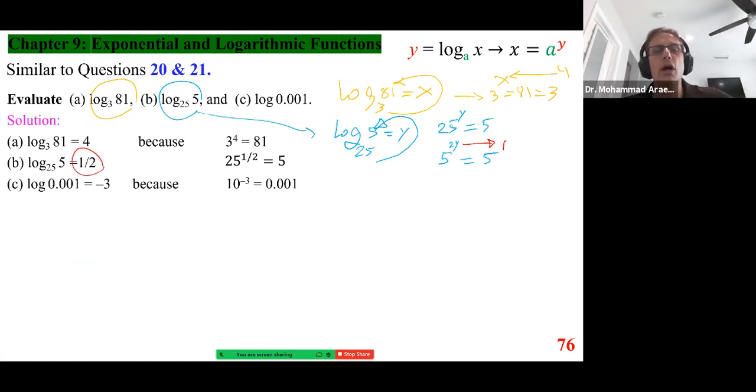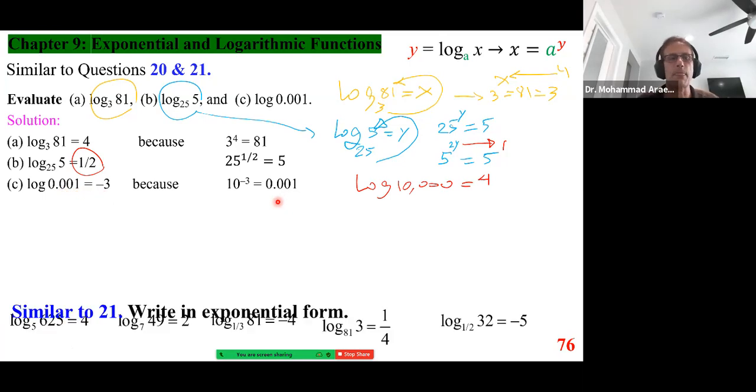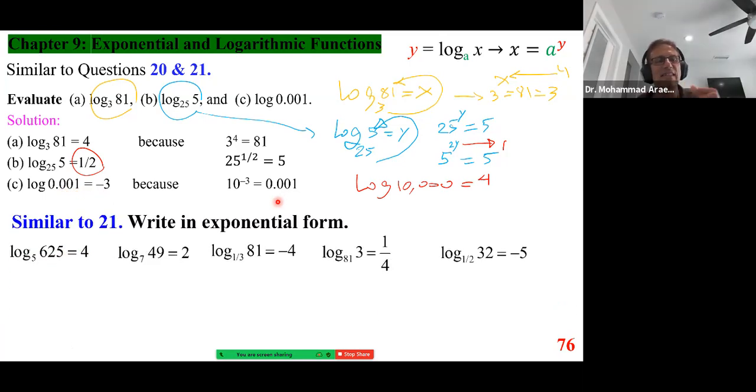When it comes to common log, you look at the number of zeros. So if I give you log of 10,000, if it starts with 1, you see that there are 4 zeros, and that's your answer. On the other hand, in this case, 1, 2, 3 decimals, the answer is -3, or you can write it in this fashion. All right, let's write them in exponential form quickly.